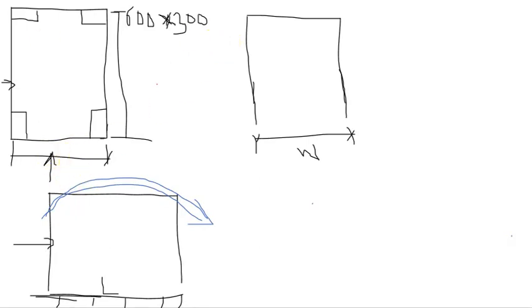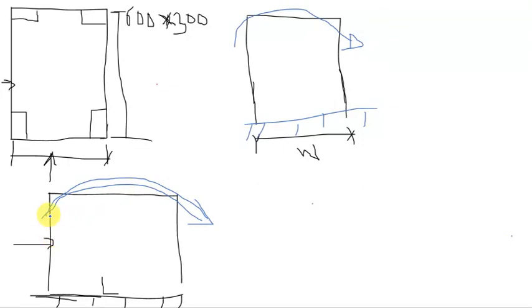Again, if we apply wind in this direction, how will this building behave? Of course it will bend in this direction, right? Assuming that it is a cantilever, it is fixed at this point. So which one is critical? Is it critical for this building to bend in this direction, or is it critical for this building to bend in this direction?